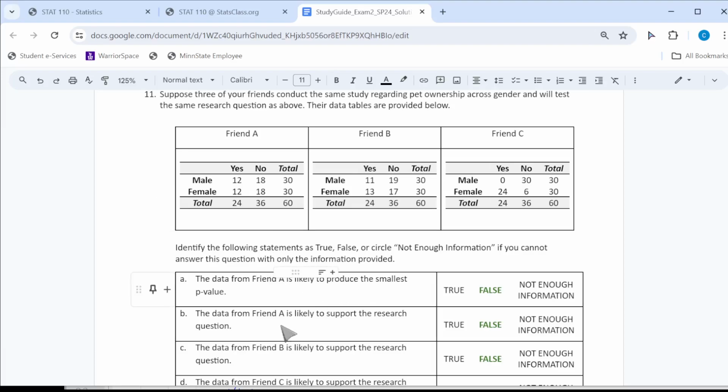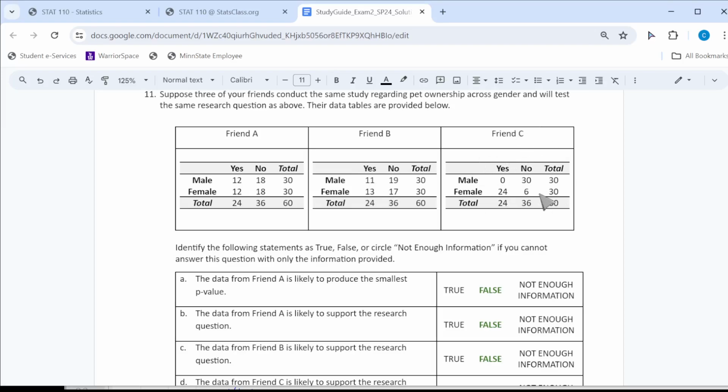The data from friend A is likely to support the research question? No. Nope, that's not the case at all. This looks like data where there's no difference. The data from friend B is likely to support the research question? No, because this one's really close to what I'm seeing from friend A. They're only one off.